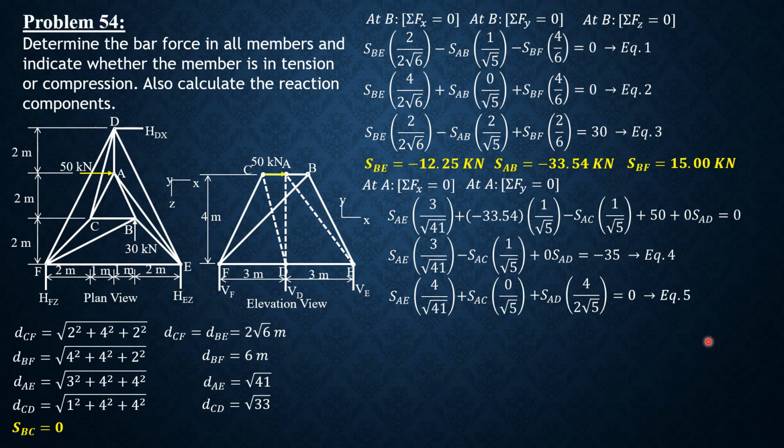Equation 5. Then summation forces along Z equals 0. So this is the Z direction. SAE is positive times 4 over square root of 41.